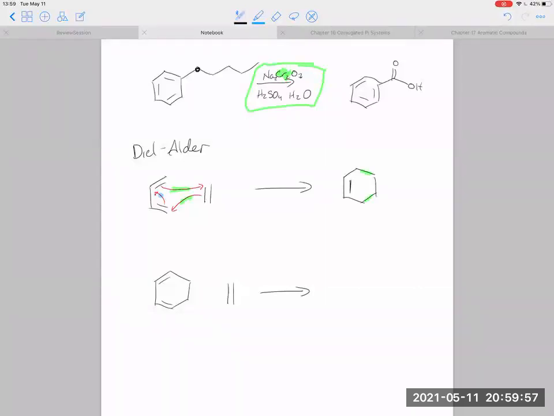Okay, other things to remember about the Diels-Alder is stereochemistry is preserved. So if I had a cis double bond over here, I would have a cis product over here and vice versa. Fortunately, it's not very difficult, but just keep in mind, stereochemistry is preserved.